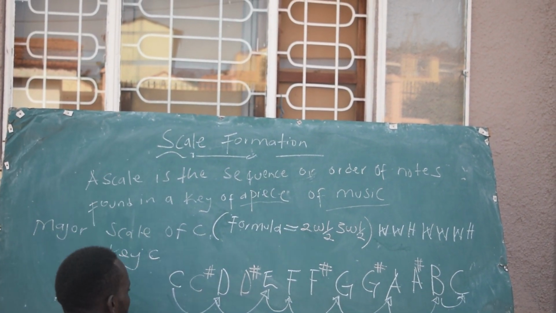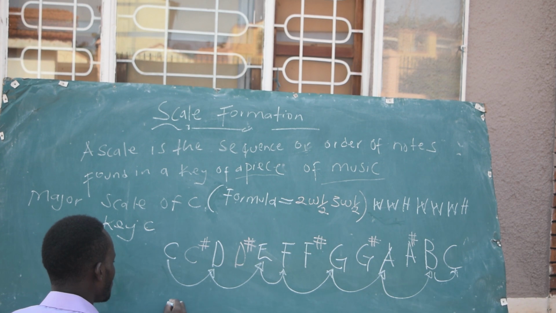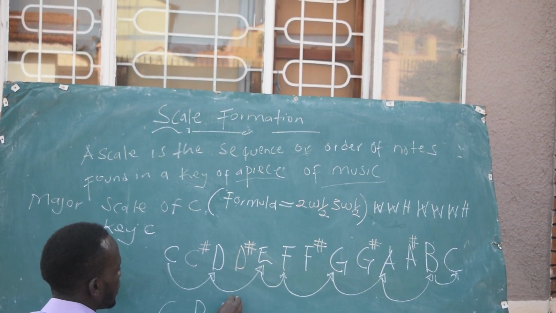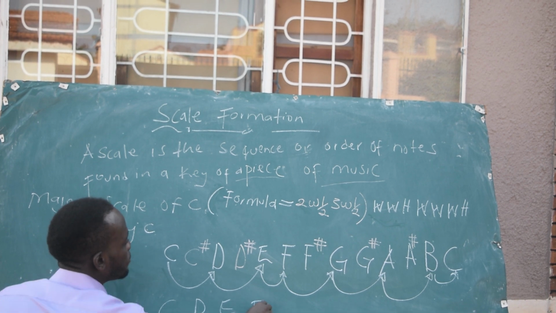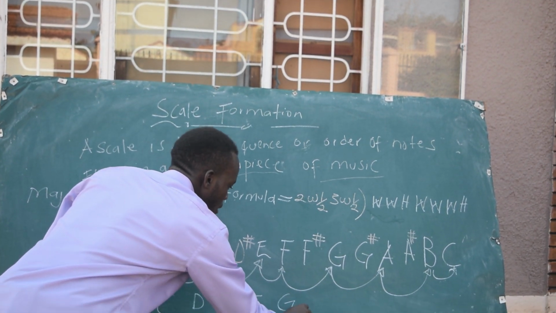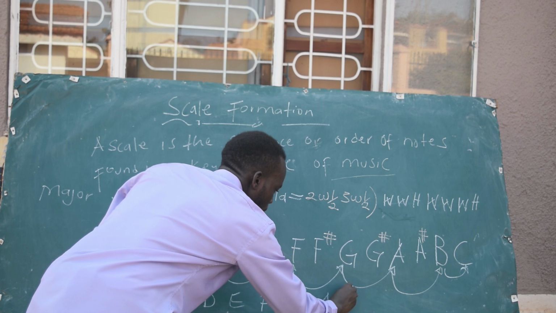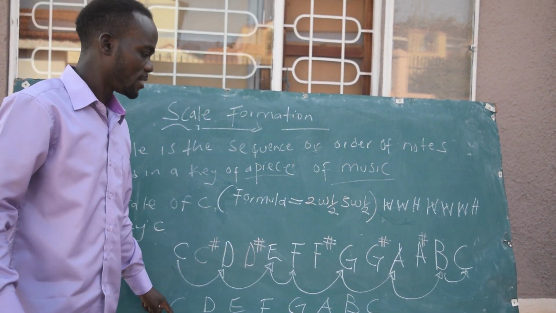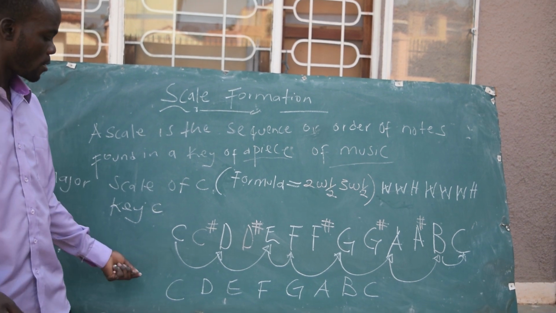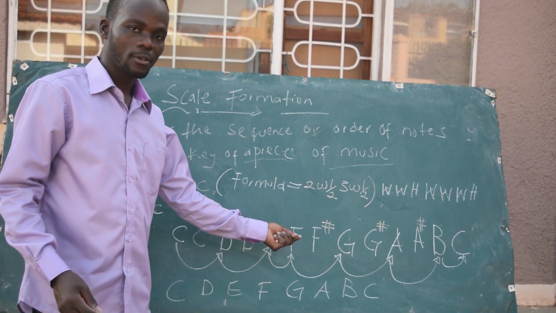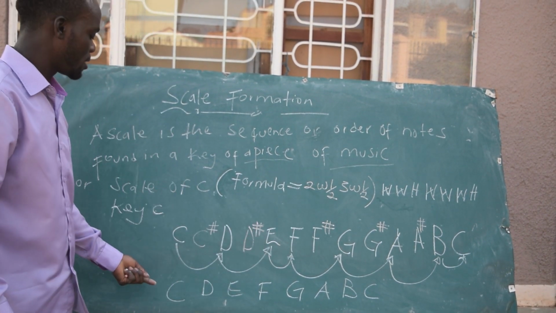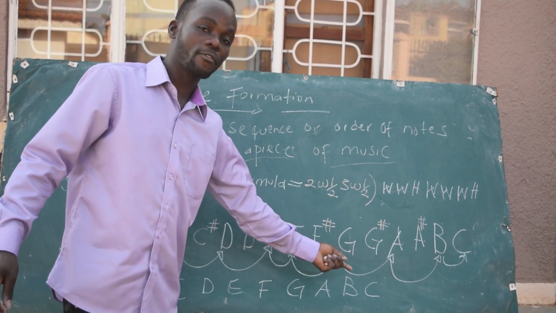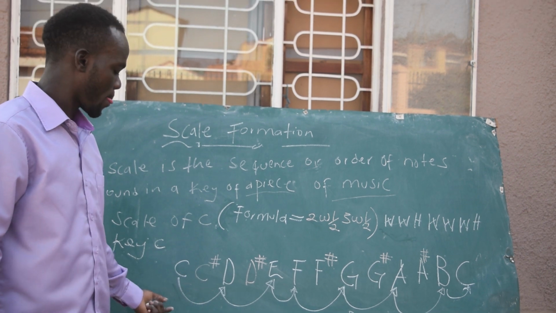So what happens? You come and write C, D, E, F, G, A, B, and then C. So you see that? This is the major scale of C. These are the 7 different notes, plus the repeated C, that form the major scale.